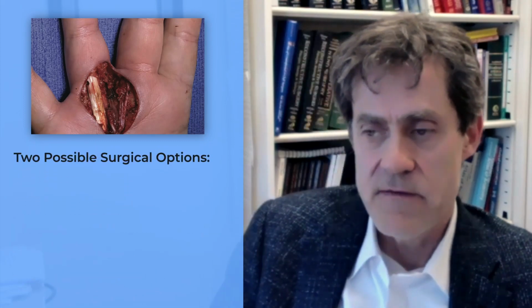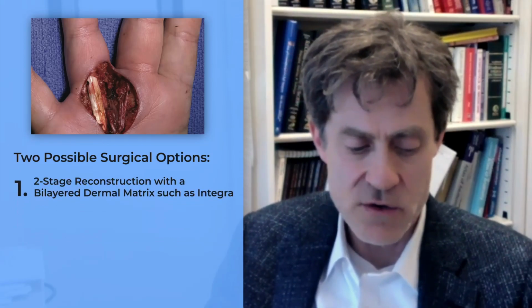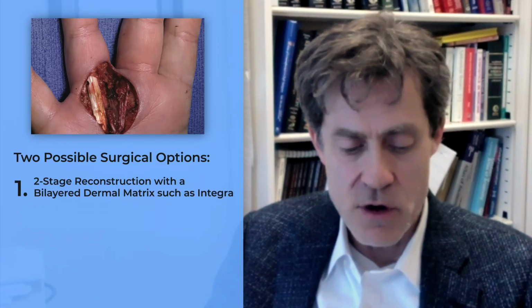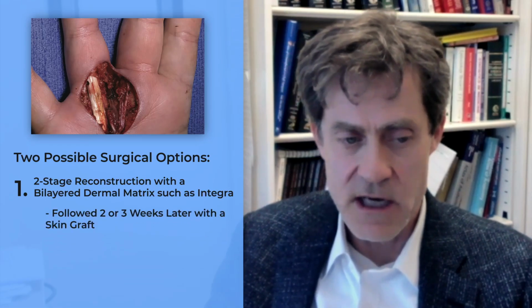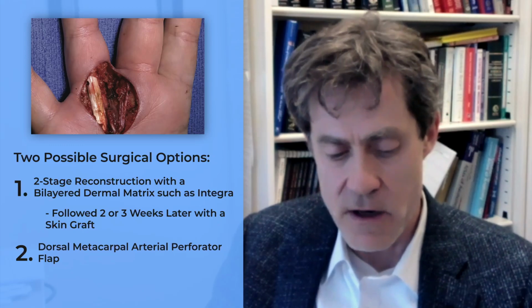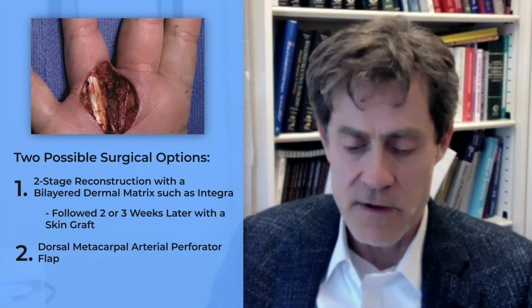When I first looked at this defect, I wondered about 2 surgical options. One, a 2-stage reconstruction with a bilayered dermal matrix such as Integra, followed 2 or 3 weeks later with a skin graft, or alternatively some variation of a dorsal metacarpal arterial perforator flap.